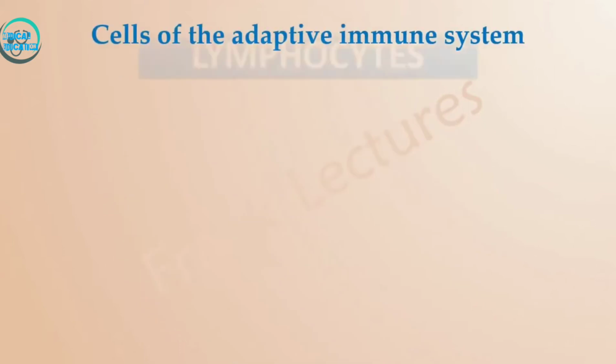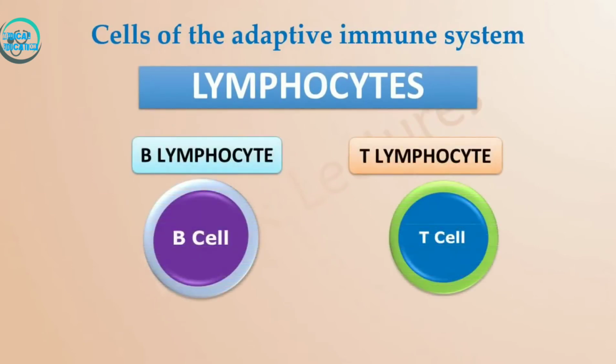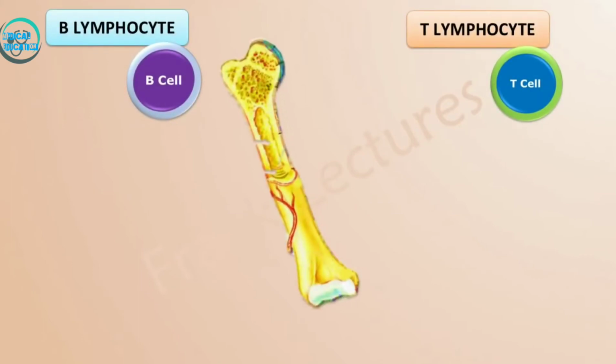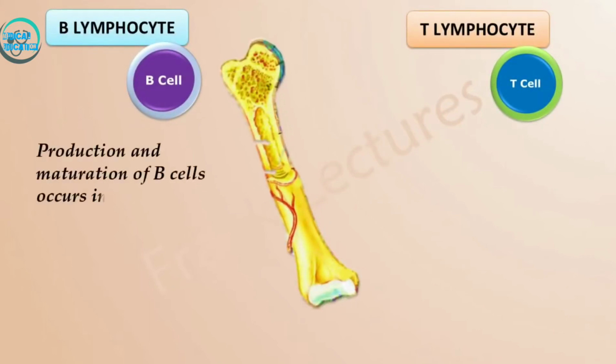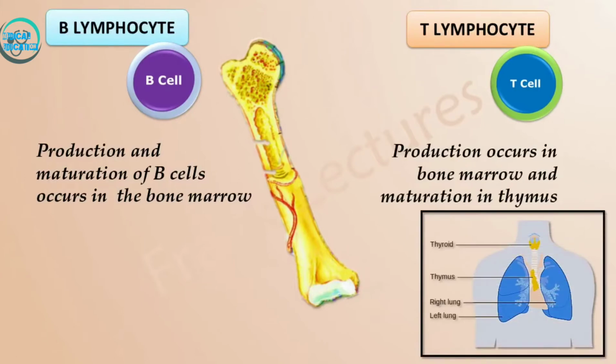We know that main cells of adaptive immune system are known as lymphocytes. The two important lymphocytes are B cells and T cells. Recall that the B cells deal with extracellular pathogens and the T cells deal with intracellular pathogens. Both of these cells are produced in the bone marrow. Although B lymphocytes complete their maturation in the bone marrow itself, T lymphocytes travel to the organ called thymus where they finally mature.